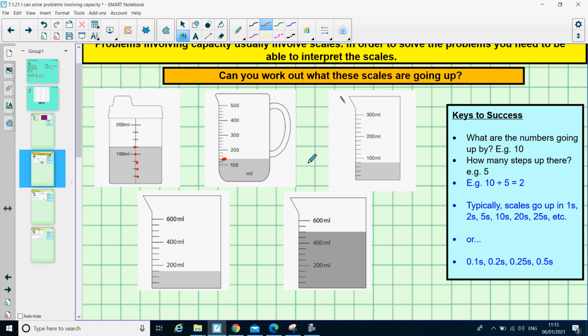Okay, I'd like you to pause the video now and have a go at working out how much liquid is in each of these final 3 jugs. So if you want to have a go at that now.